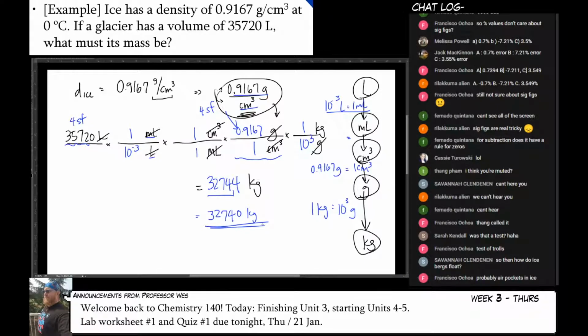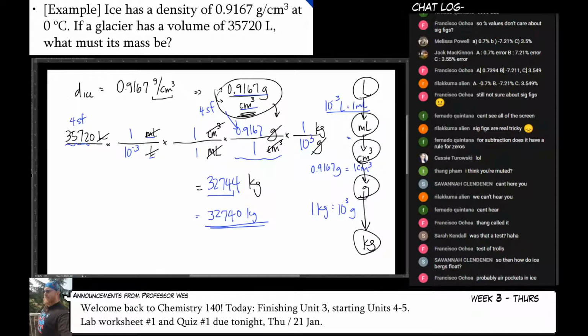Now, you might think, wow, a 32-ton or metric ton glacier is probably pretty big. 35,000 liters is not a huge volume. Most glaciers would be on the order of megaliters, so millions of liters. This is just 10,000. All right, any questions on how we did that calculation?